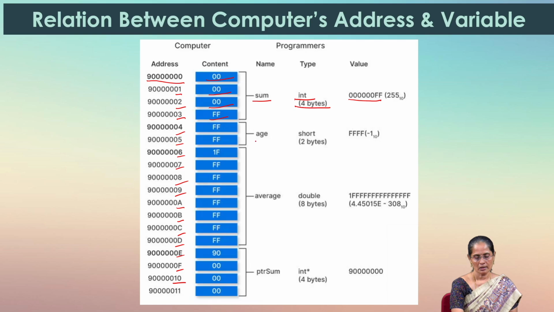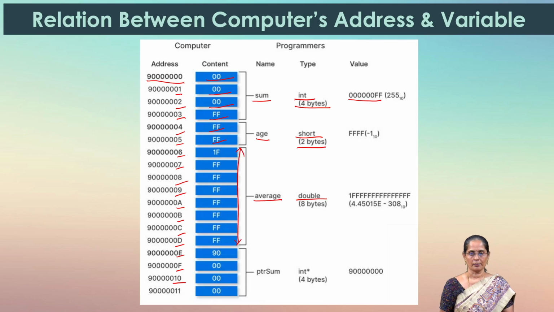Now, age, we are using the short int data type. If the data type is short int, it occupies 2 bytes. So, 2 byte data will be represented using 2 address locations FF, right. Then I am going to declare a double type variable. A double type variable occupies 8 bytes. The name of the variable is average. So, what happens if it occupies 8 bytes, there is a need of 8 memory locations for double type, right.